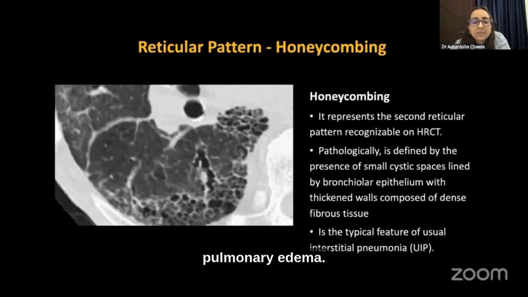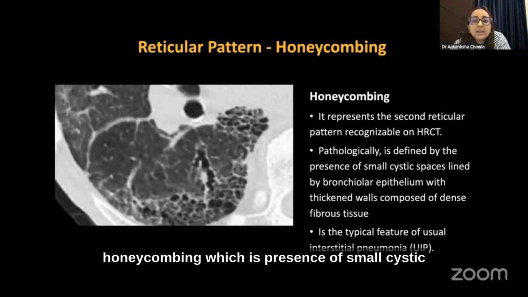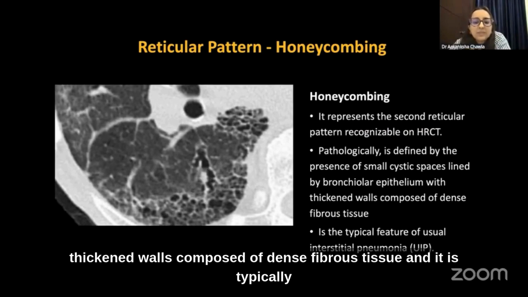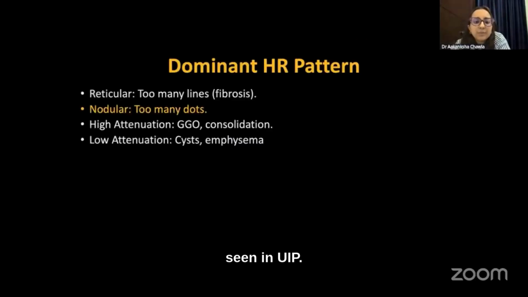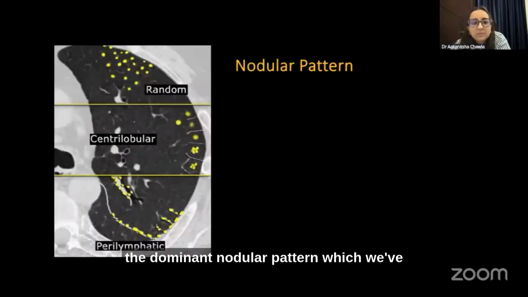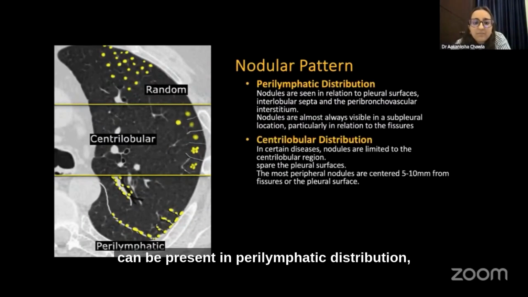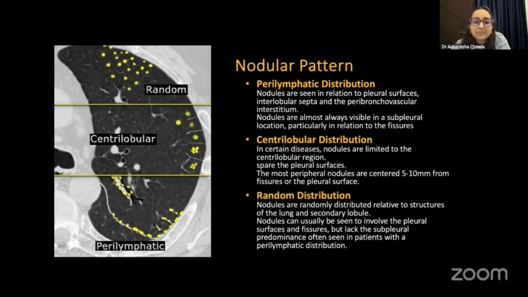pulmonary edema. Now, the other reticular pattern apart from septal thickening is your honeycombing, which is presence of small cystic spaces lined by bronchial epithelium and with thickened walls composed of dense fibrous tissue. And it is typically a pattern seen in UIP. Now, after reticulation, we look at the nodular pattern, the dominant nodular pattern, which we've discussed previously as well. So your nodules can be present in perilymphatic distribution, centrilobular distribution, as well as random distribution.